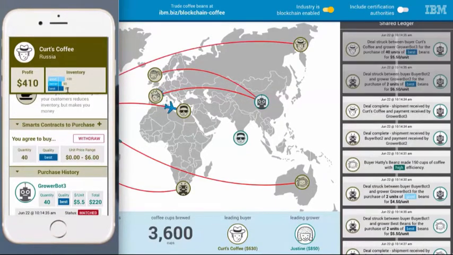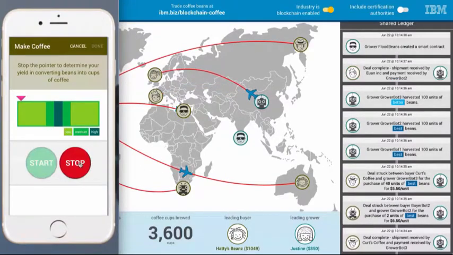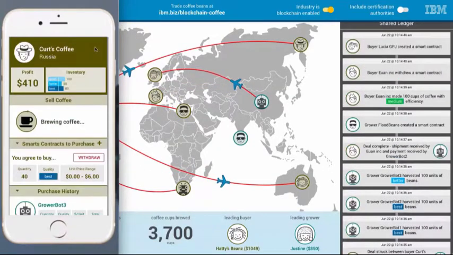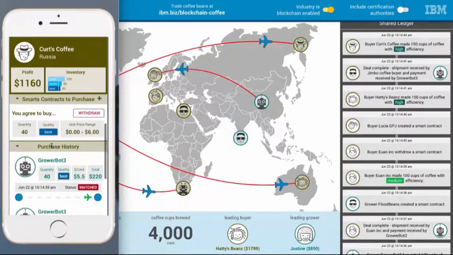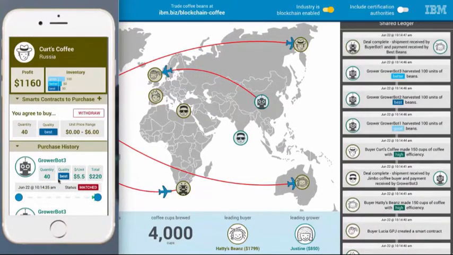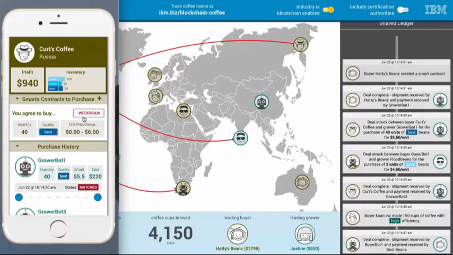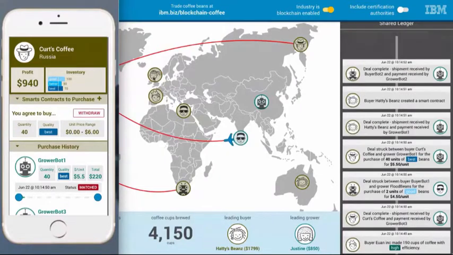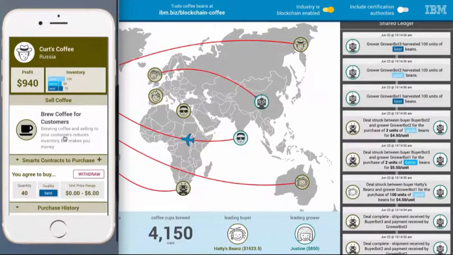So as my second shipment comes in, I now have 80, and I can continue to brew more coffee and continue to keep my profit going up. And I know that the smart contract is now continually out there, and if I want to withdraw it at any point because I've got enough best quality coffee, I can do that. But otherwise, it'll keep looking for matches for me according to the terms and conditions that I've specified.